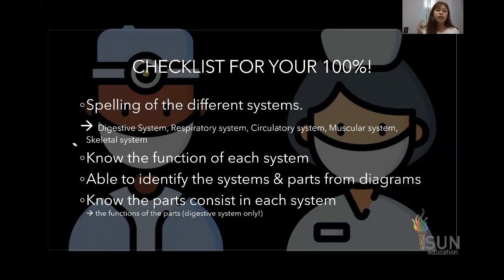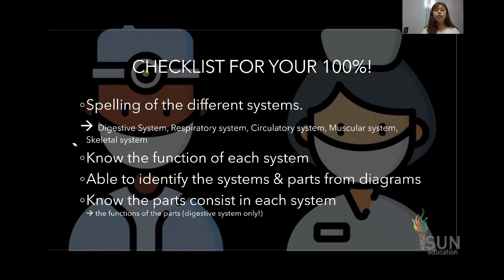The third one, able to identify the system and part from the diagram. They will give you a picture and tell you what part, and ask you to label the parts. They give you a picture of lungs and a windpipe and a diaphragm and ask, what system is this? They'll ask you to identify the system. The last one, you need to know what parts are contained in each system. For example, they tell you circulatory system, what is inside the circulatory system? You need to know heart, you need to know blood vessels.